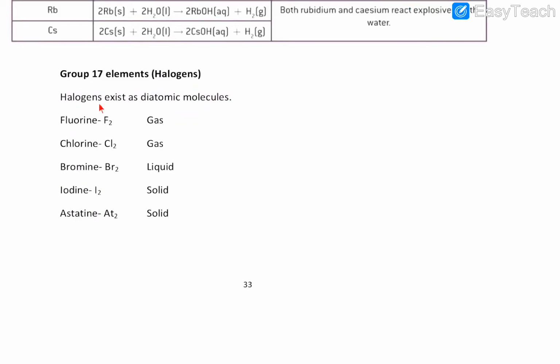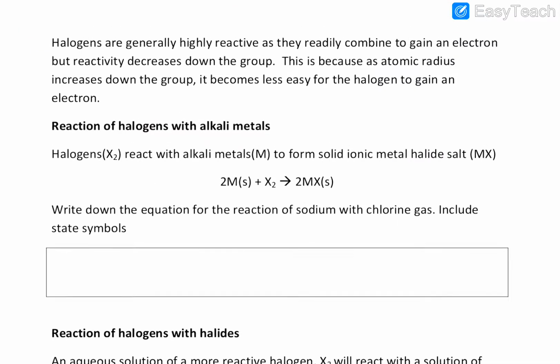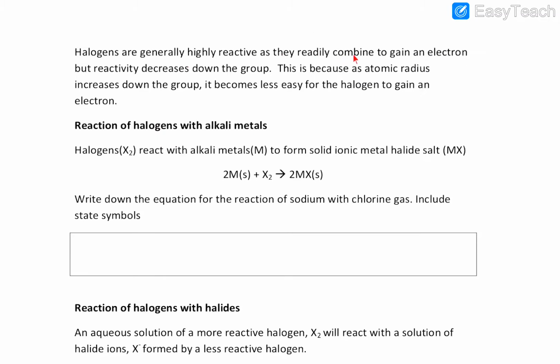Group 17 elements, they are all diatomic molecules, and the state of matter at room temperature changes from gas to liquid to solid. So bromine is the liquid one, and then you have the two solid at the end of the group. Halogens are generally highly reactive as they readily combine to gain an electron, but as you go down the group, reactivity decreases because radius increases and it becomes less easy for the halogen to gain an electron.